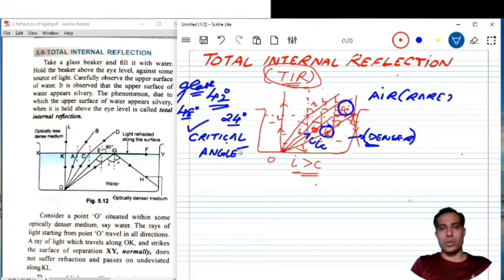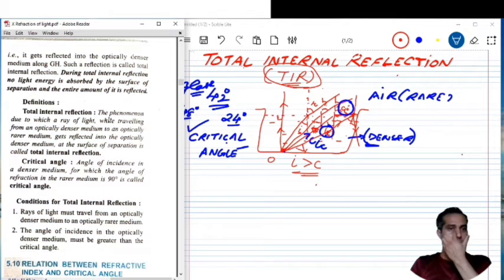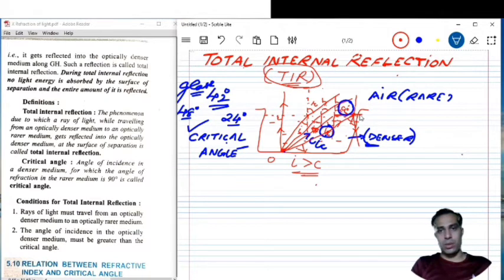Total internal reflection is the phenomenon due to which a ray of light, while traveling from an optically denser medium to an optically rarer medium, gets reflected back into the optically denser medium at the surface of separation. This is called total internal reflection. The critical angle, as we have discussed already, is the angle of incidence in the denser medium, corresponding to which the angle of refraction in the rarer medium is 90 degrees.